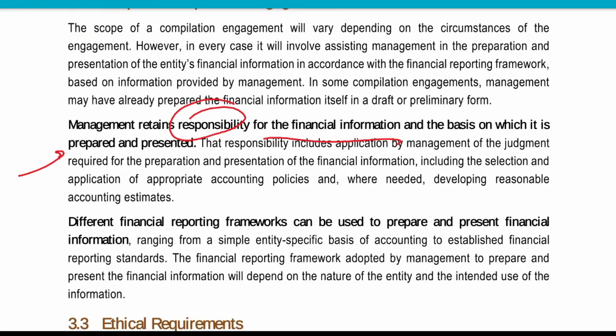That means who is responsible for the data being provided to you for preparation of the compilation? Are you responsible that whatever accounts you have prepared are true and fair, or is the management responsible? You tell me. Suppose you are doing the accounts, whether these accounts are true and fair is the responsibility of you or the management who is providing you this information. So management is responsible, right? So management retains the responsibility of the financial information on which the accounts are prepared and presented.